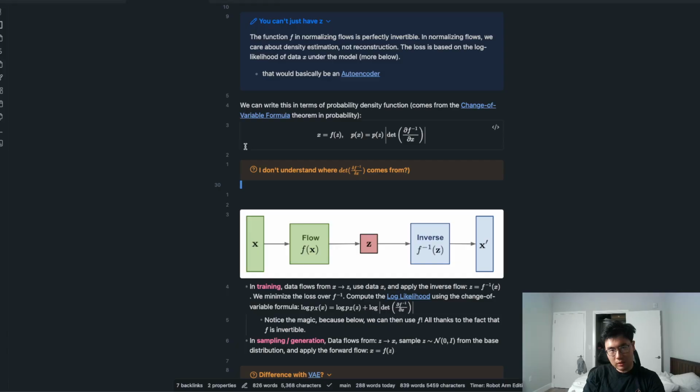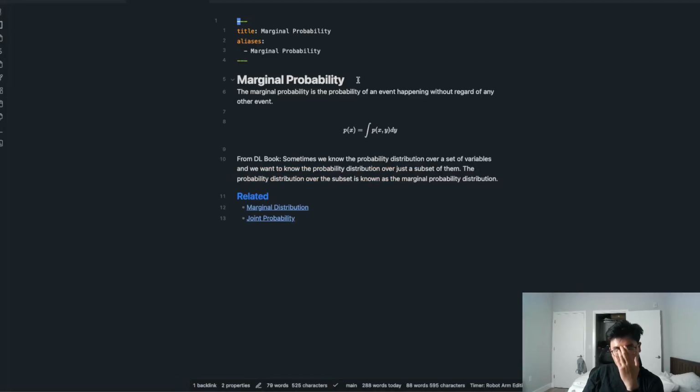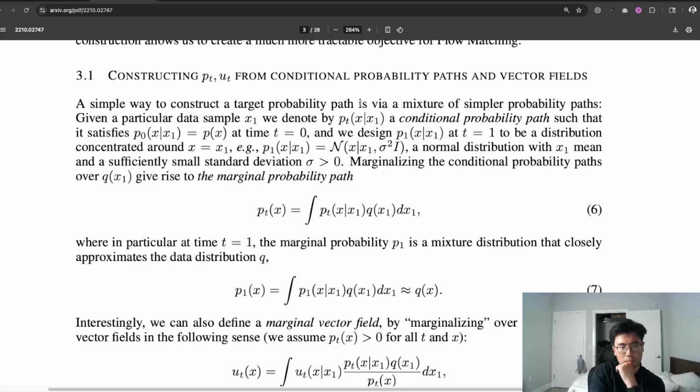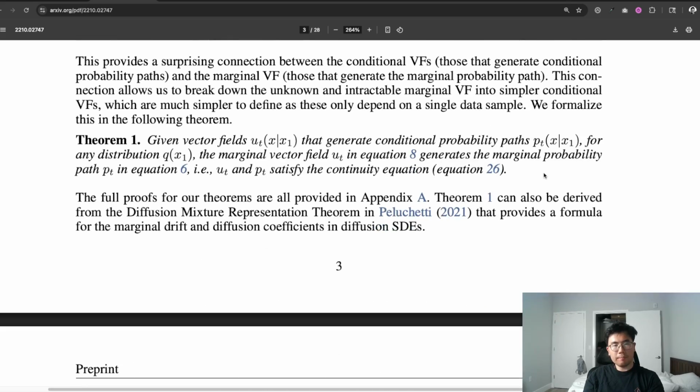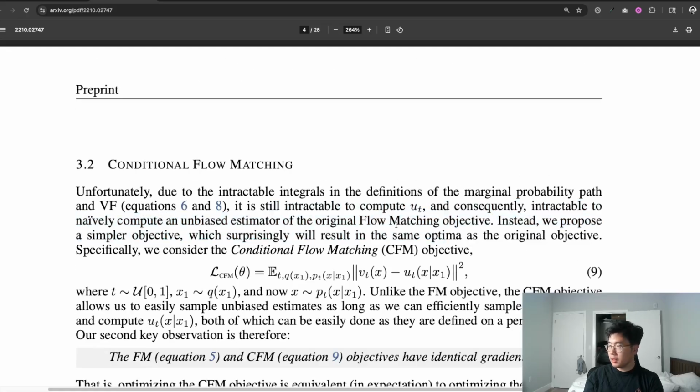Marginal probability, guys. What's marginal probability? Okay, we'll continue this in a subsequent video.